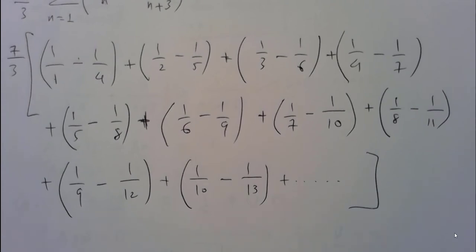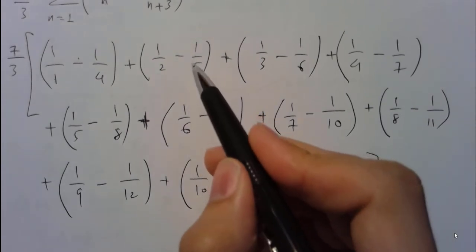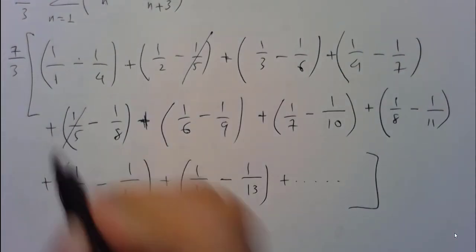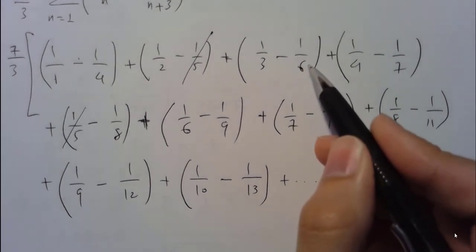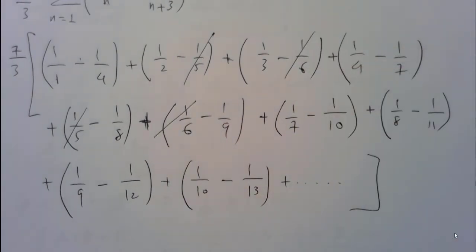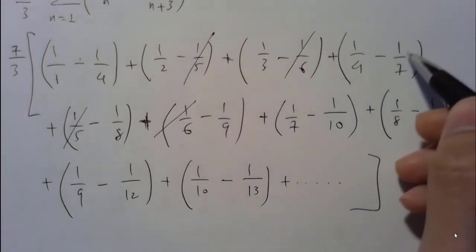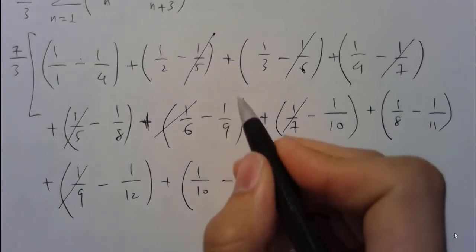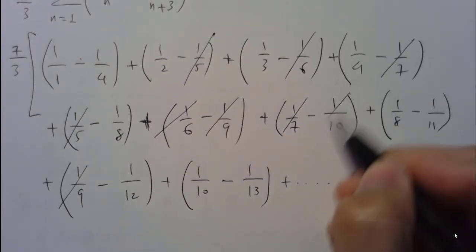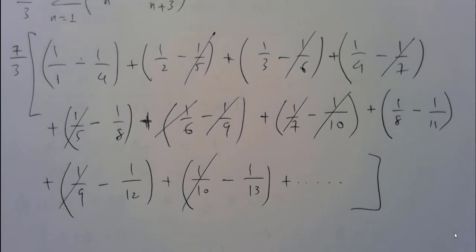And you can see that minus 1 over 5 is cancelled with plus 1 over 5 right here. Minus 1 over 6 also cancels out with plus 1 over 6. Minus 1 over 7 also cancels with plus 1 over 7 right here. And then minus 1 over 9 with plus 1 over 9, minus 1 over 10 with plus 1 over 10, they do cancel out. Minus 1 over 8 plus 1 over 8, they do cancel out, right? And so on.